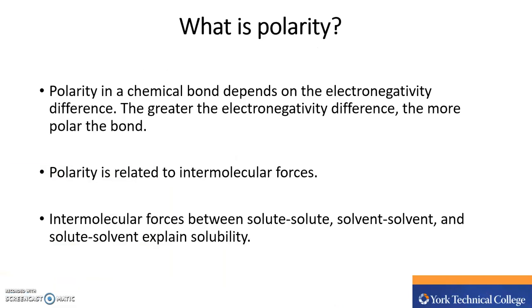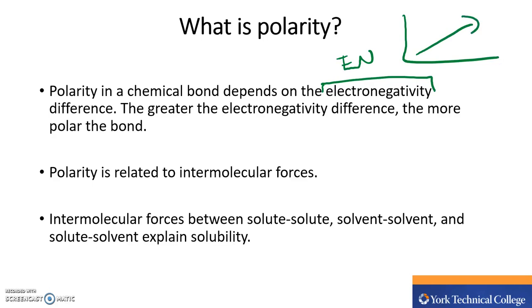So let's start with what is polarity. Polarity in a chemical bond depends on the electronegativity difference between two different atoms. So the greater the electronegativity difference, the more polar the bond. As we talked about before, the electronegativity trend increases up and to the right, in a diagonal on the periodic table. And if you have a greater difference in the electronegativity between two atoms, then it's more polar.